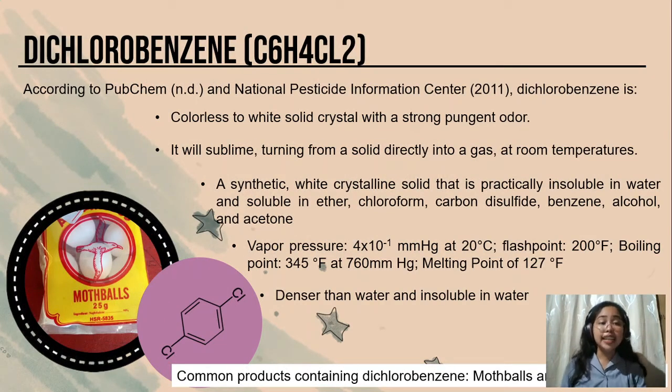So next, dichlorobenzene, C6H4Cl2. It is a colorless to white solid crystal with a strong pungent odor. We can find this in the provinces, in our hometown, with our parents. You smell it every time you open a closet or kaban or baol. Kaban or baol is a Bisaya term for closet, or a treasure chest.